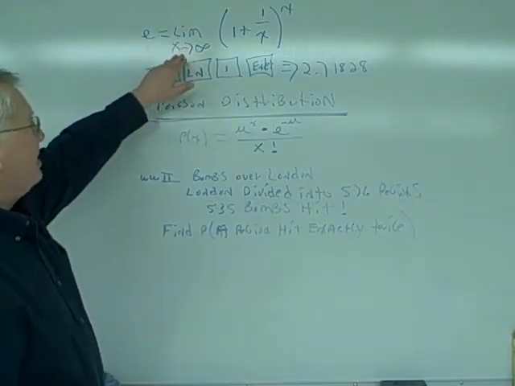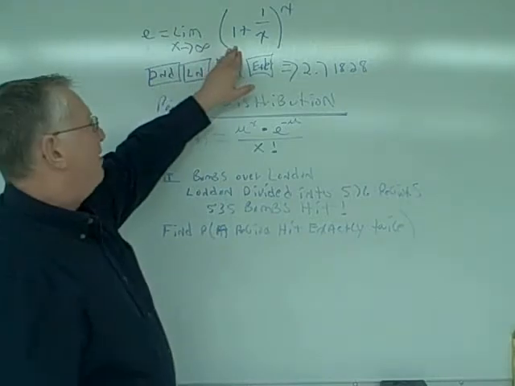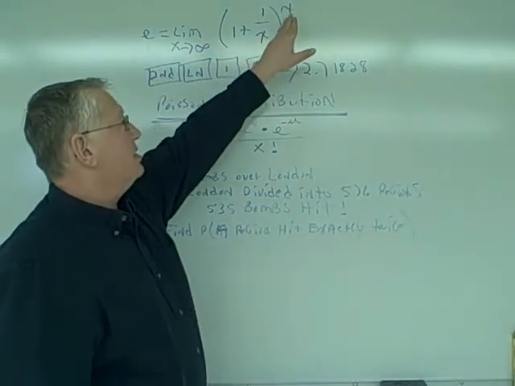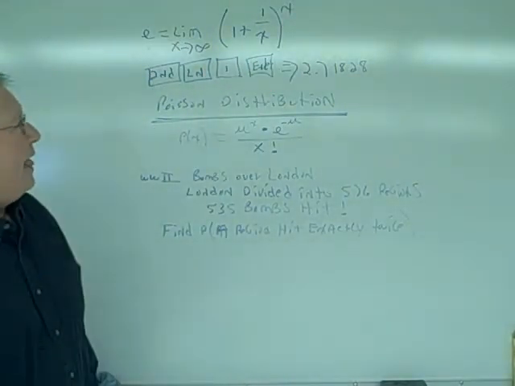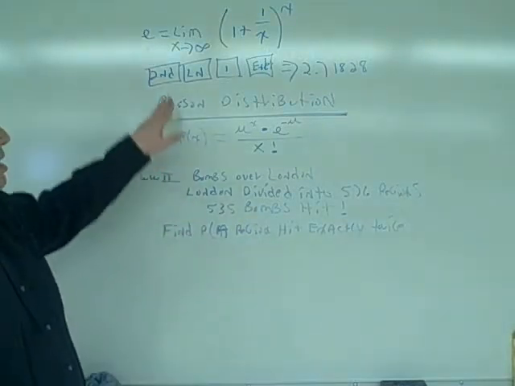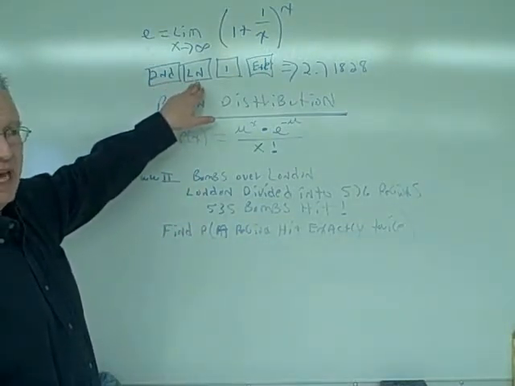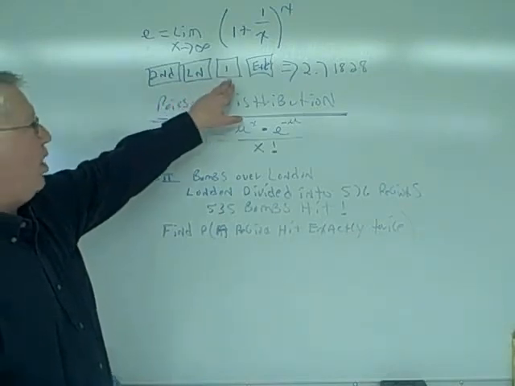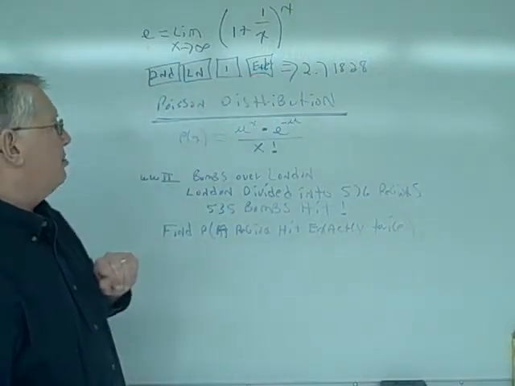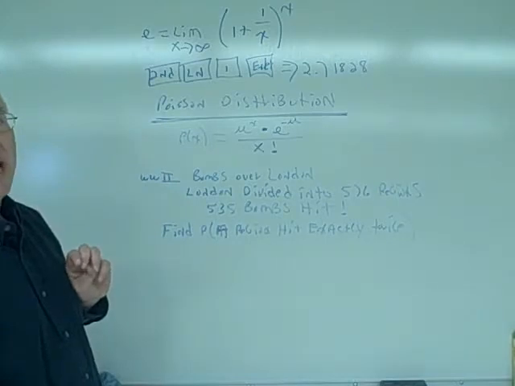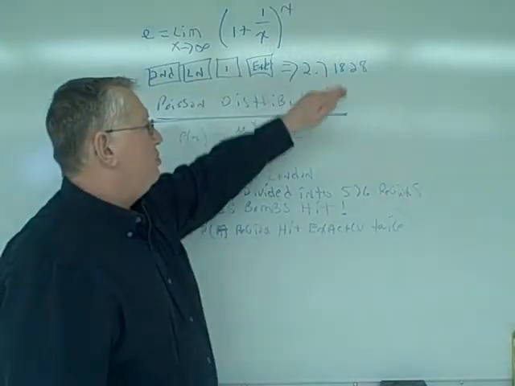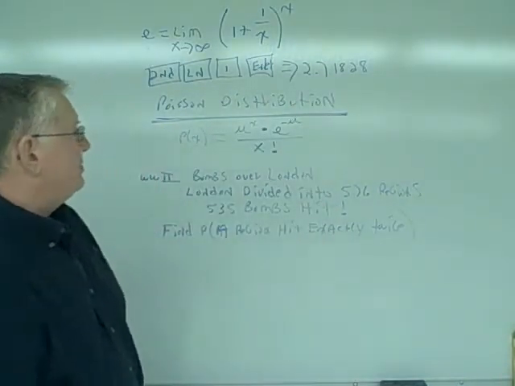It's going to be the limit as x approaches infinity of (1 plus 1 over x) to the x. And if you do that in your calculator, you press second function, ln, which is the natural logarithm, 1, enter. You're basically taking e to the 1 power, and you're going to get 2.71828.